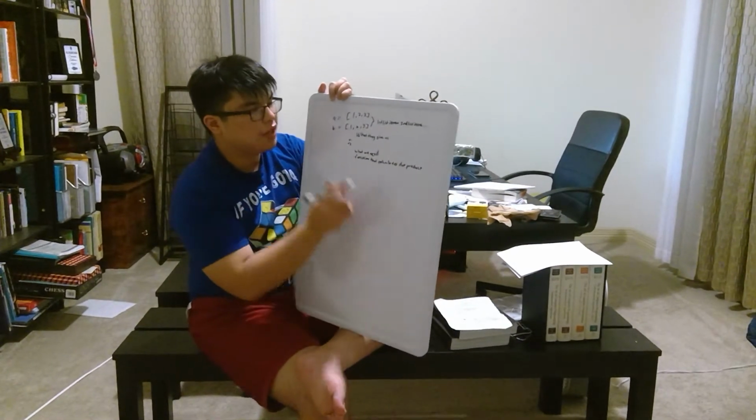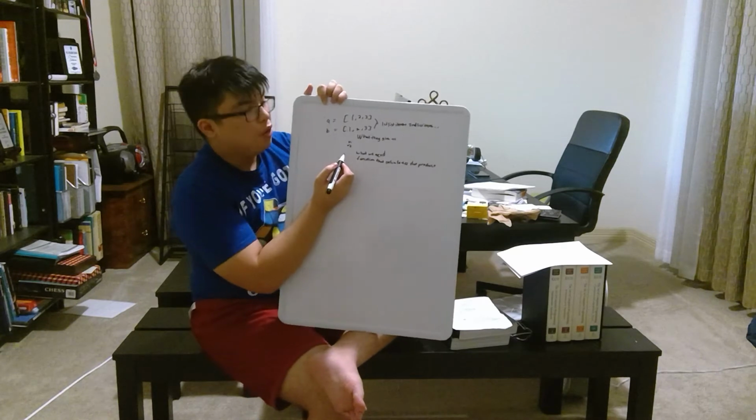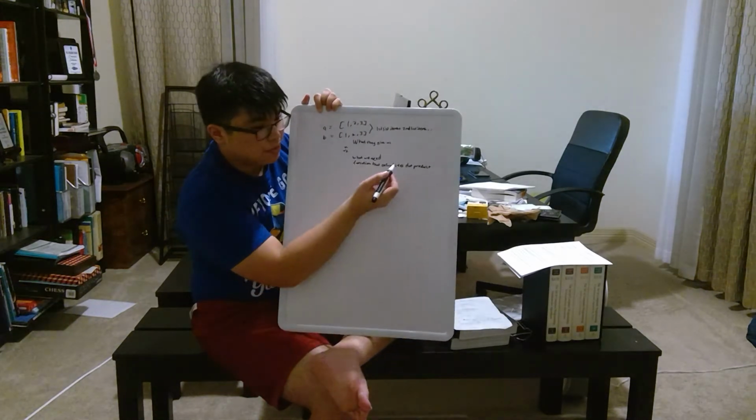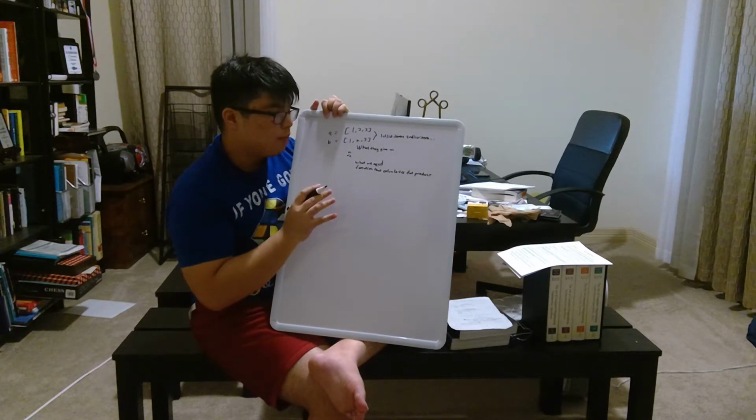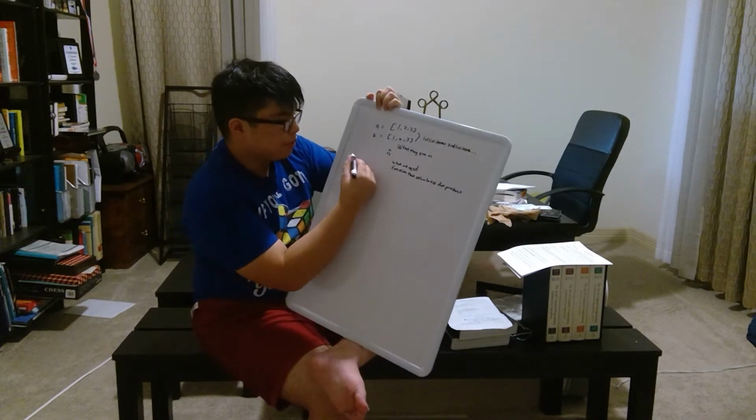Okay, what they give us, two lists, v1, v2. What we need is a function that calculates the dot product. So we're going to get into the logic of what the function has. But first, let's start off with our pseudocode.